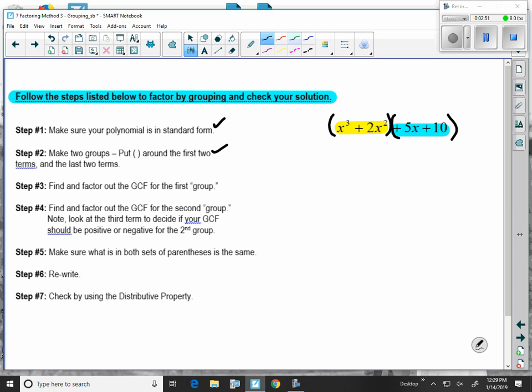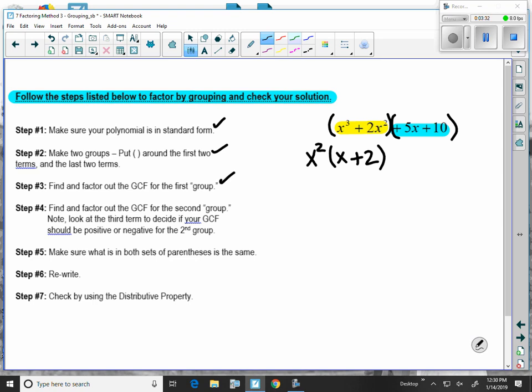Step 3, find and factor out the GCF for the first group. This is our first group. So just looking at my yellow group up here, what's the GCF of that group? X squared. So you're going to take out an x squared. What's left inside those parentheses? 1x plus 2. Are we tracking? Yes. Do not pull that out of the second parentheses. We have not got to the second parentheses yet. You with me?